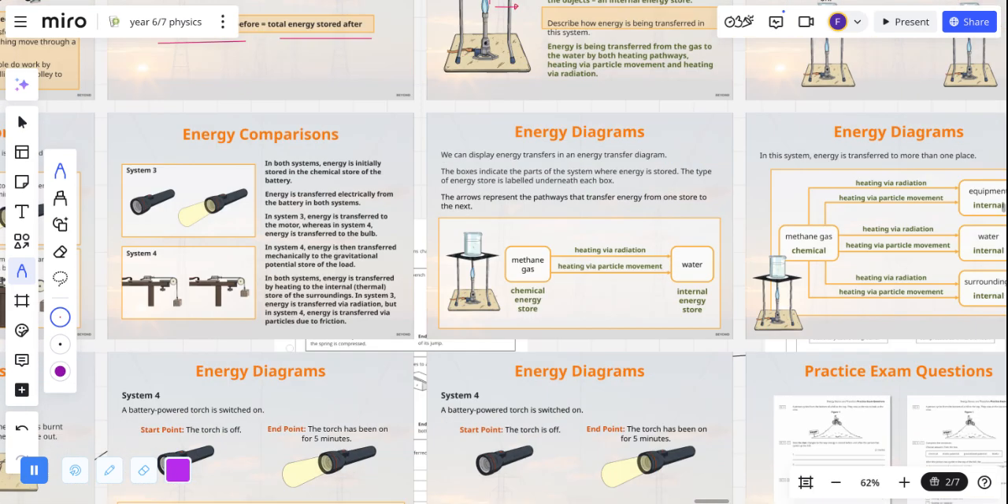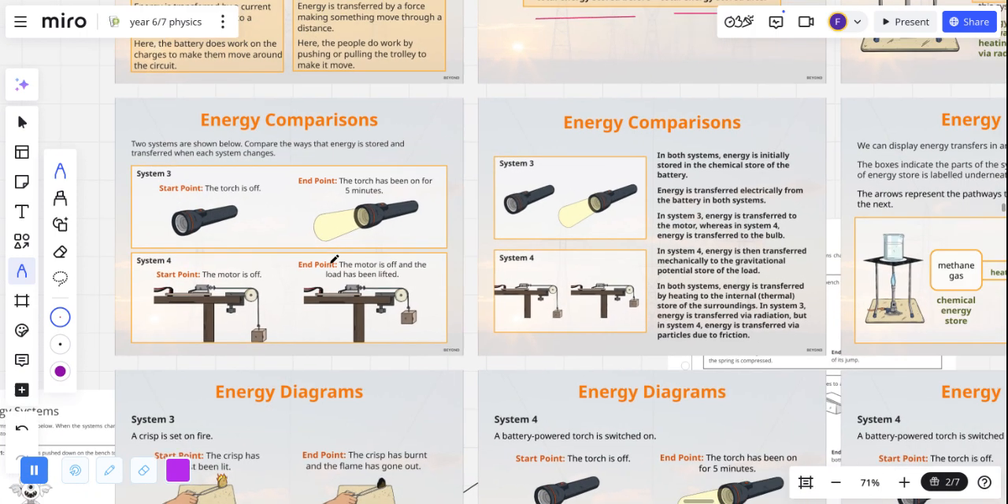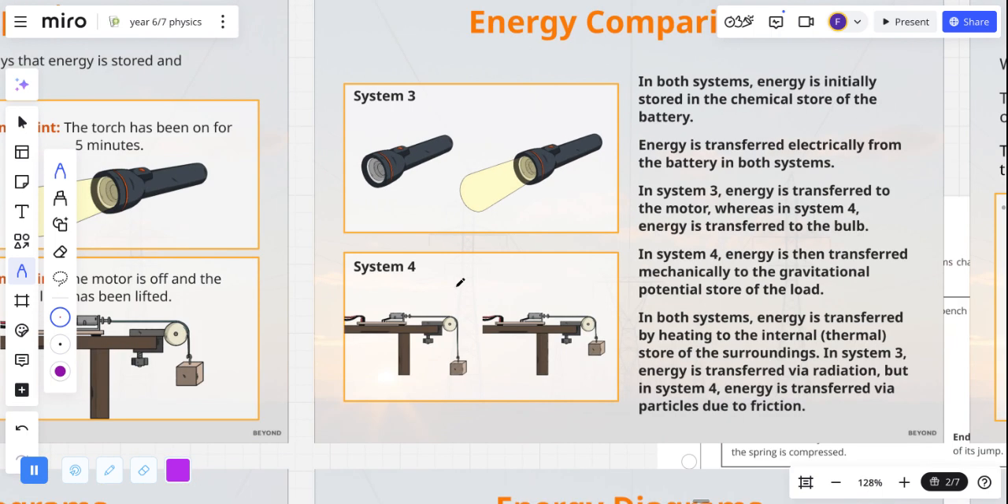Now, we got energy diagrams. Oh, let's do another one. All right. So if we look at the light, in both these systems, so we've got a torch with a battery, and we've got a motor that has got electrical input, right? Both of them contain chemical store of the battery. They're both being powered by a battery, so they both contain the chemical store of the battery. The energy transfer pathway is electrical, right?